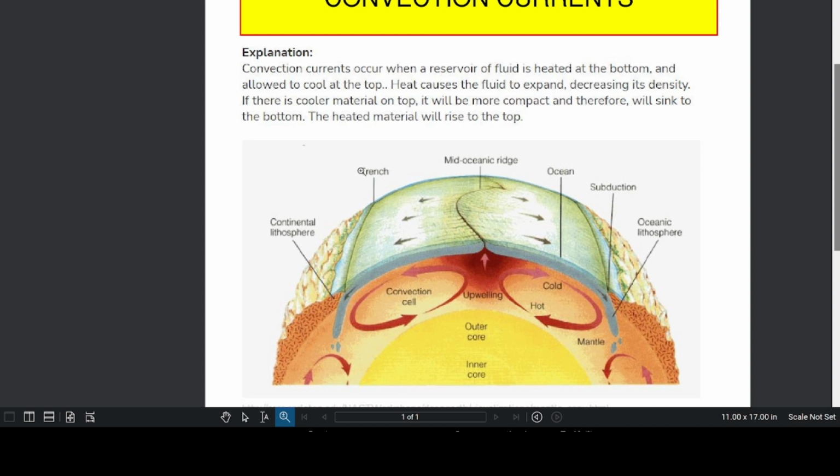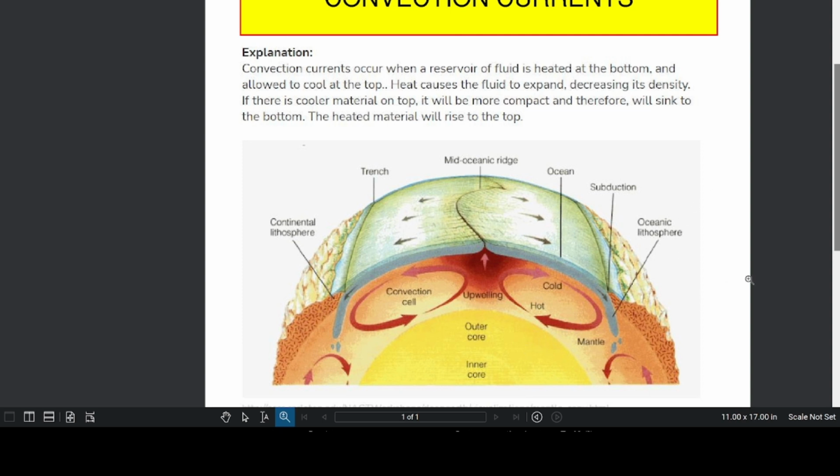Explanation. Convection currents occur when a reservoir of fluid is heated at the bottom and allowed to cool at the top. Heat causes the fluid to expand, decreasing its density. If there is cooler material on top, it will become more compact and therefore will sink to the bottom. The heated material will rise to the top.